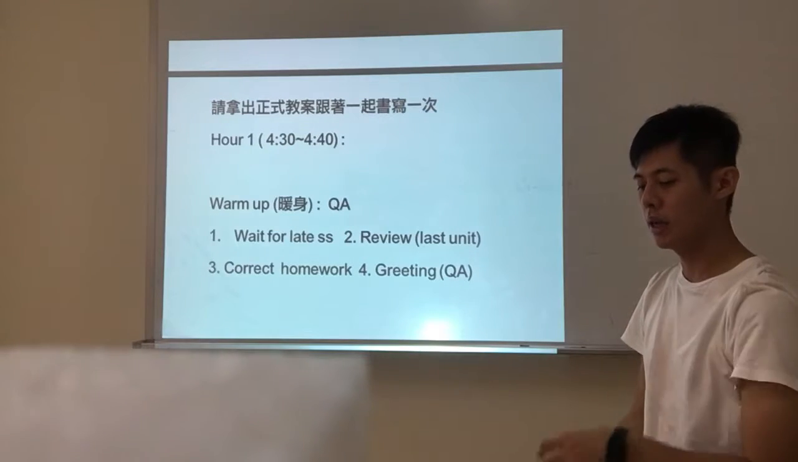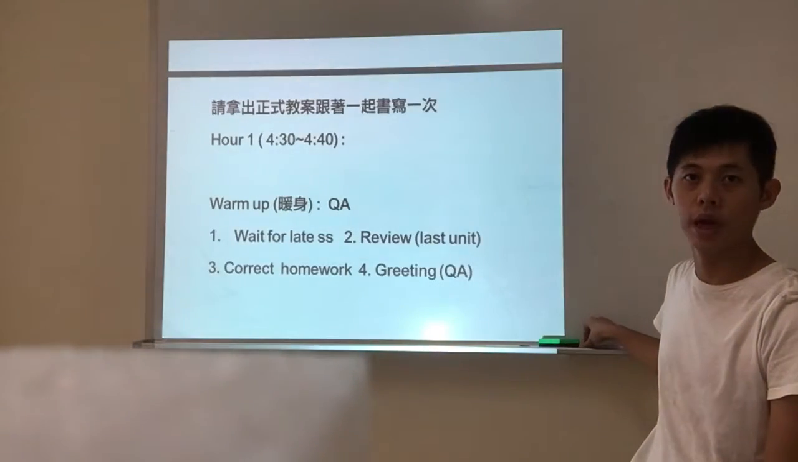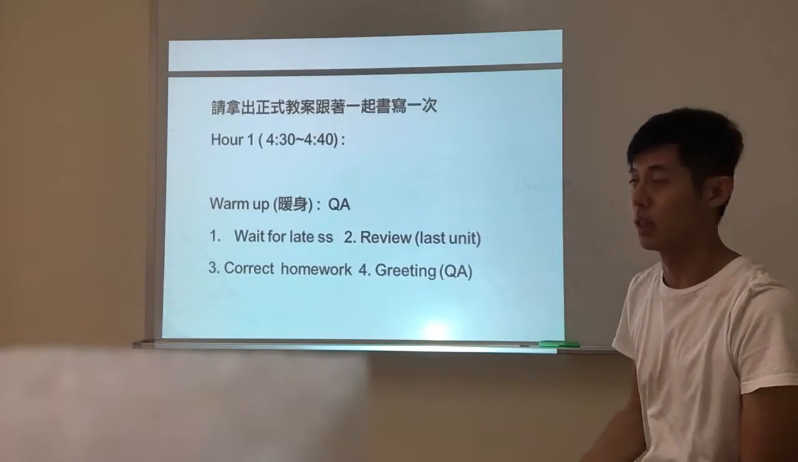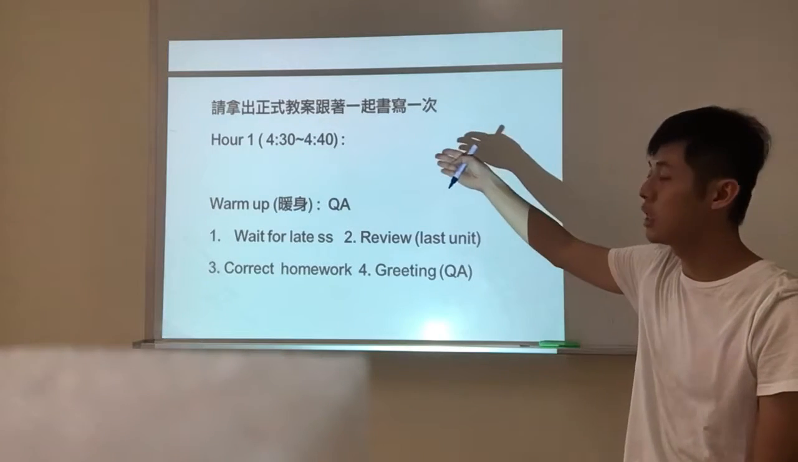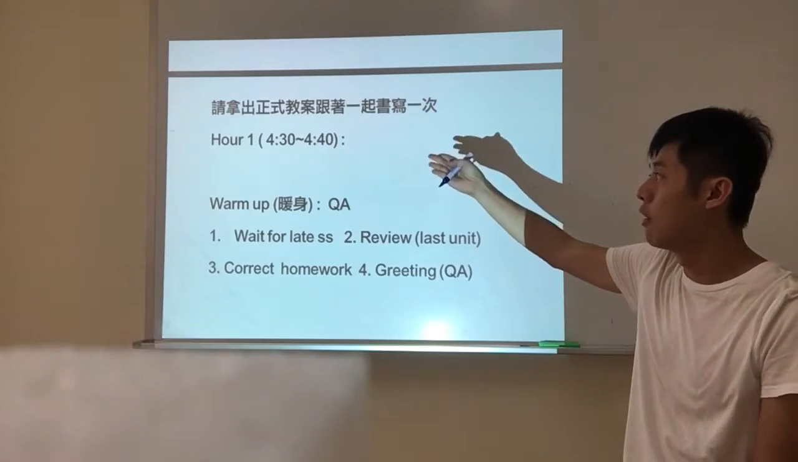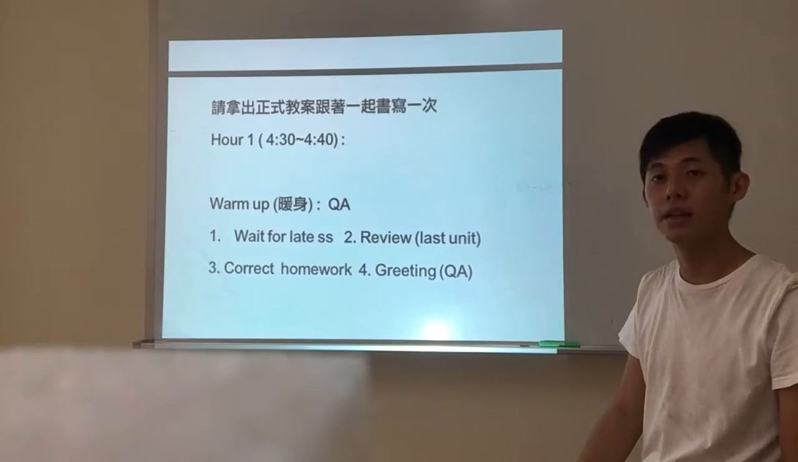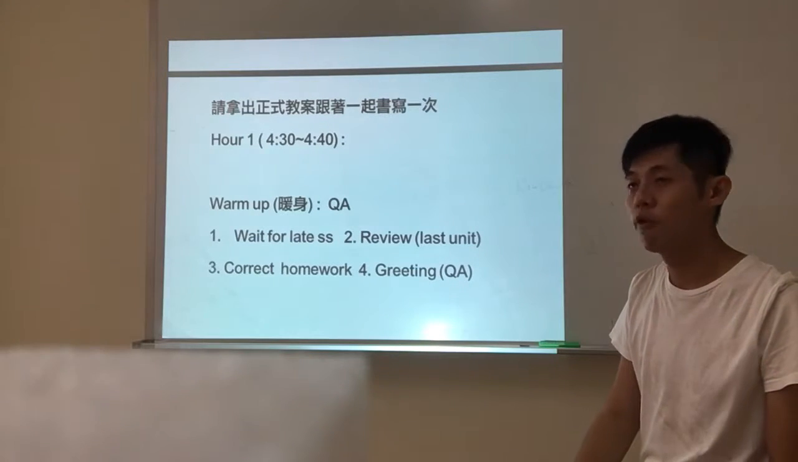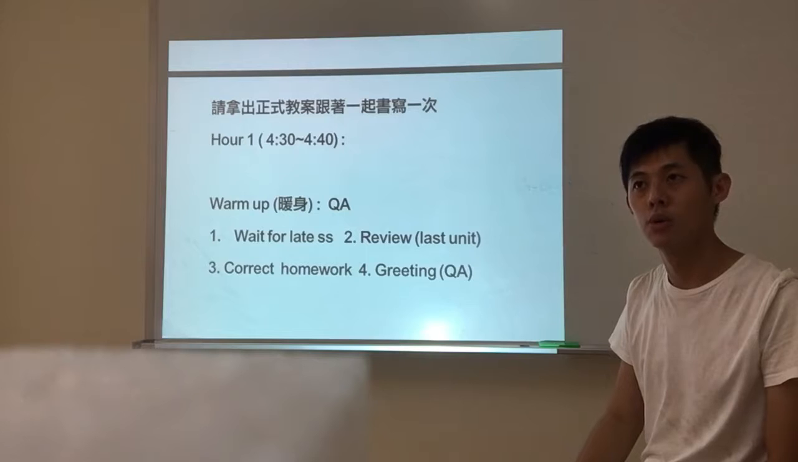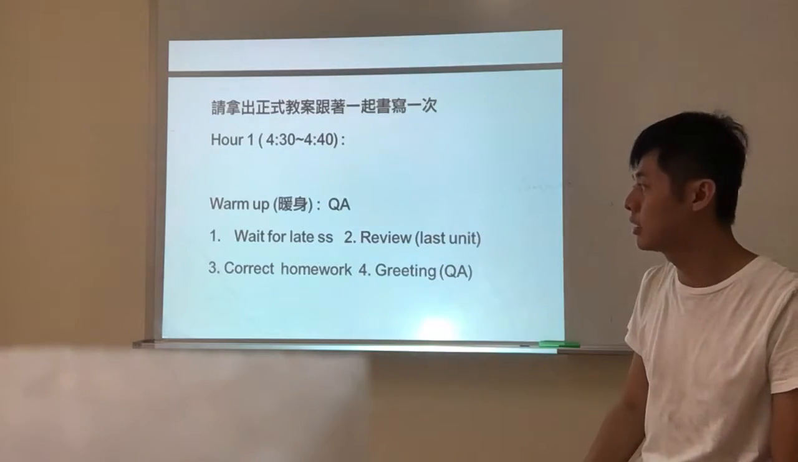Okay, so if you have paper, please take out a piece of paper, and now we are going to write down the lesson plan. We divide the lesson plan into two parts, right? So firstly, we focus on hour 1. If the class starts at 4:30 and ends at 6:30, then hour 1 will be 4:30 to 5:30. Firstly, we will ask students to come and get involved in our English learning situation. So we will have some question and answer for it.